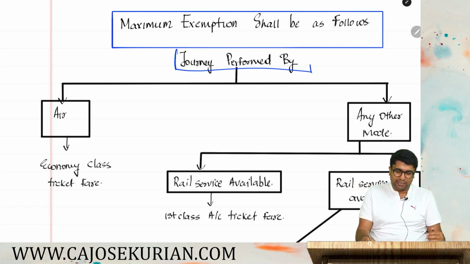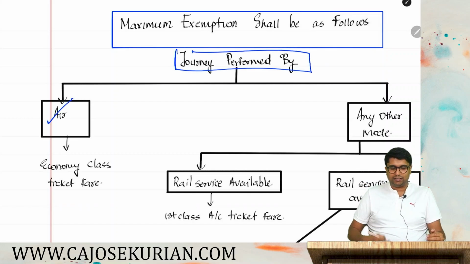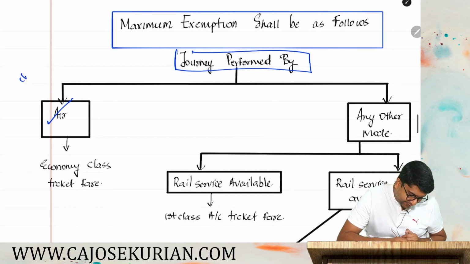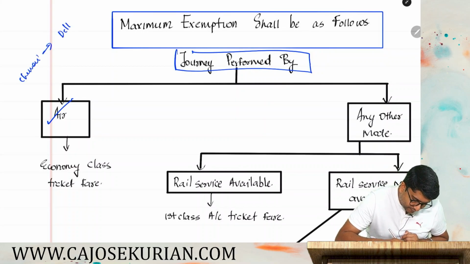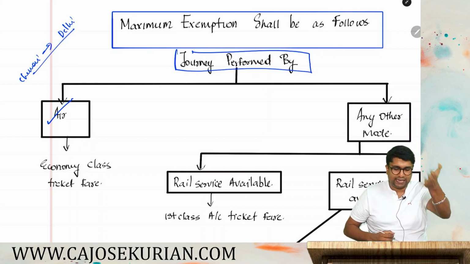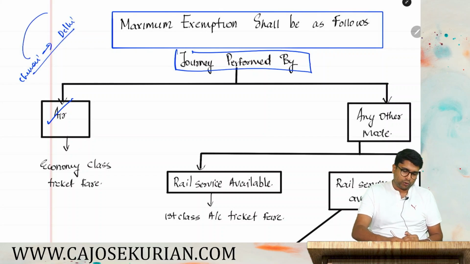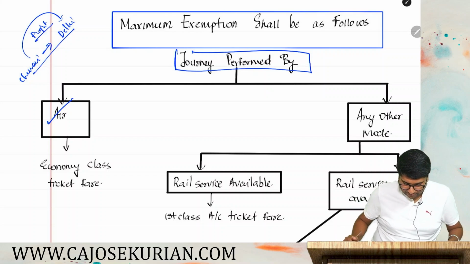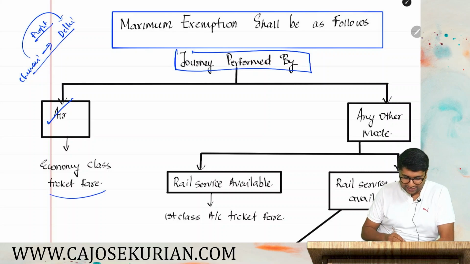If the journey is performed by air, say for example, you are Mr. A, and from Chennai you went to Delhi. So you have performed it through flight. If you took a flight for this, then the maximum exemption is the economy class air ticket fare.